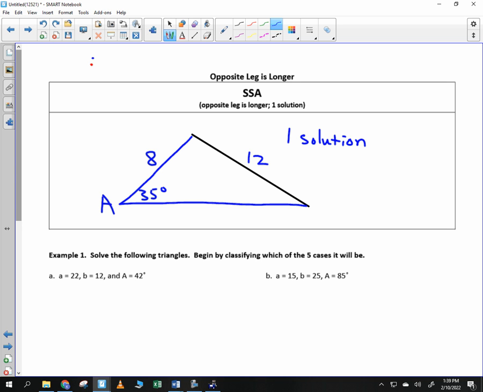So our goal today is to look at the three possible outcomes of the side-side angle situation and be able to deal with them.